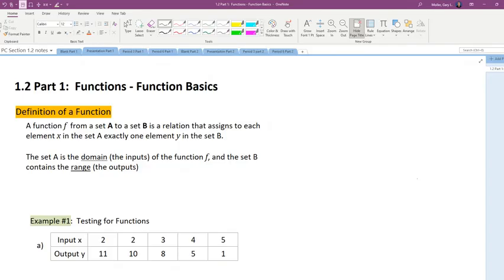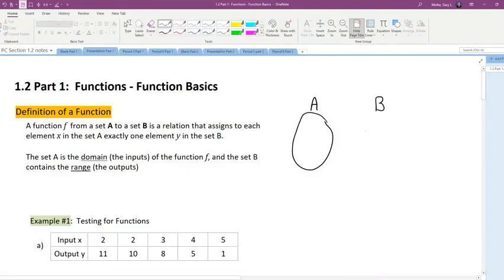But really, all this is saying is you've got these numbers in set A, which I'll represent with this circle, and then you've got some numbers over here in set B. A relation is any sort of connection between the numbers in A to the numbers in B. A function is a specific relation where when you have one number over here, it maps to exactly one number over here. Let's say 8. So 4 goes only to 8.